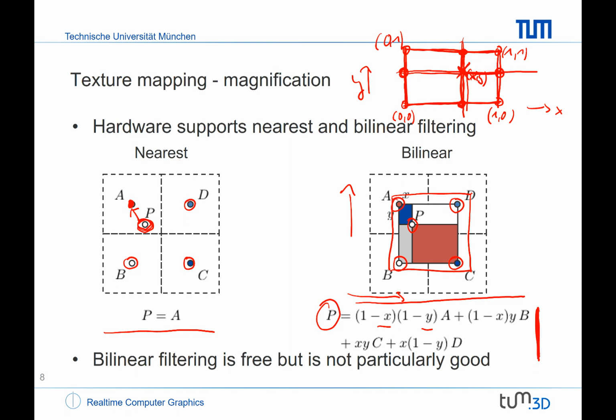So the good thing is that bilinear filtering is free. It's supported by the hardware. Of course, it takes a little bit of time, but because it's hardware supported, it can be done for billions of fragments in a very, very short time. And this is the de facto standard on current graphics accelerators when it comes to magnification in texture mapping. Let us also look at the results.